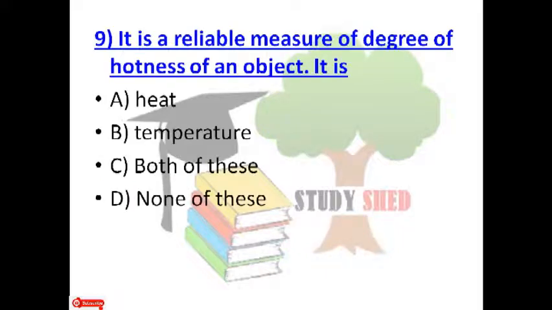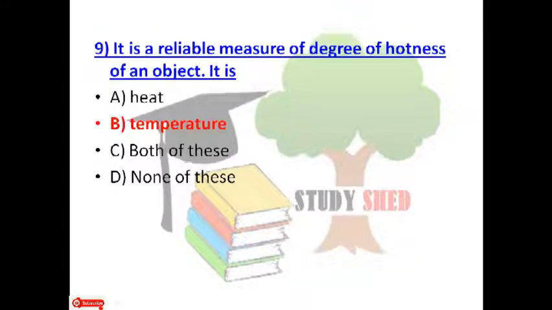Question number 9. It is a reliable measure of degree of hotness of an object. It is heat, temperature, both of these and none of this. Okay. This was the very first module which I had taught you, heat versus temperature. Think wisely before answering this. If you get this wrong, I'll really be upset. I'll give you 3 more seconds. Okay, let us reveal the answer. So the answer is temperature.